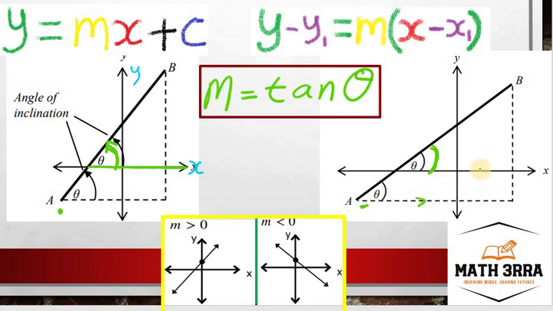This dotted line is drawn parallel to the x-axis. So, seeing that this dotted line is parallel to the x-axis, it means that this line and the x-axis have the same gradient. Now, seeing as this equation where m is equal to tan theta seeks to calculate the gradient.